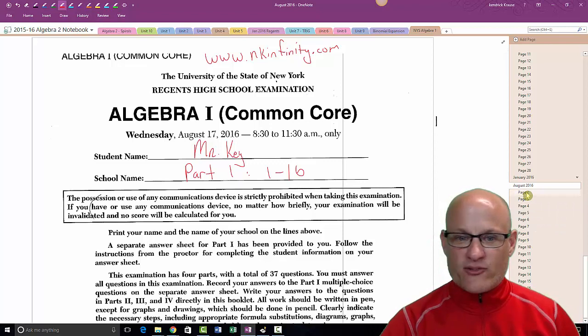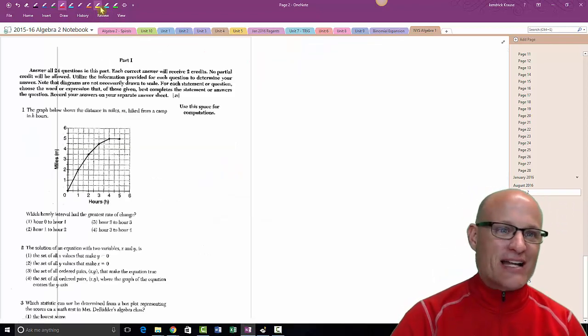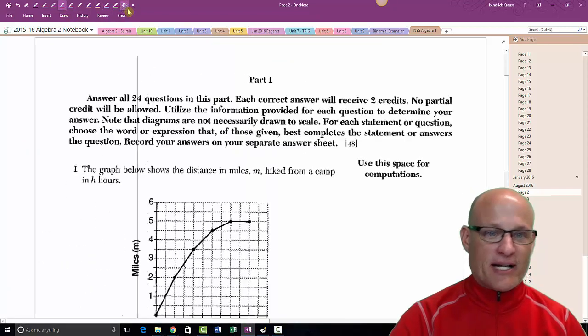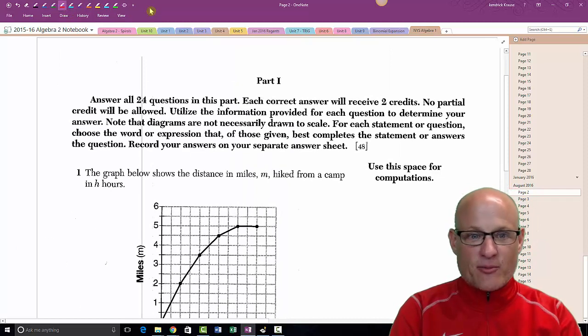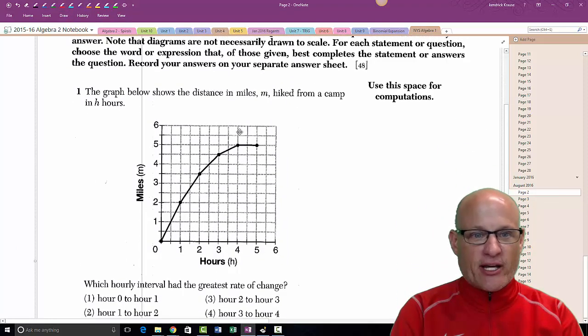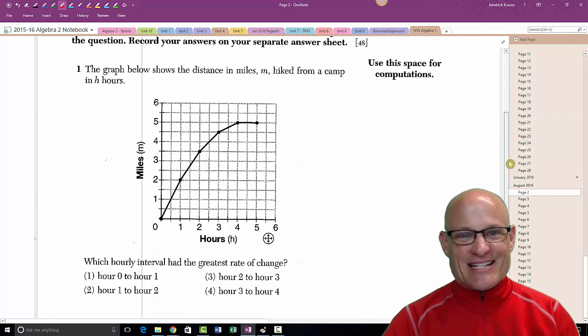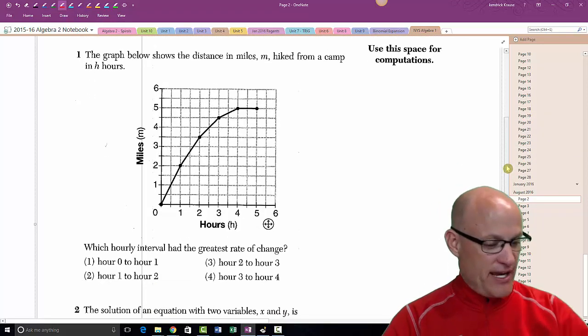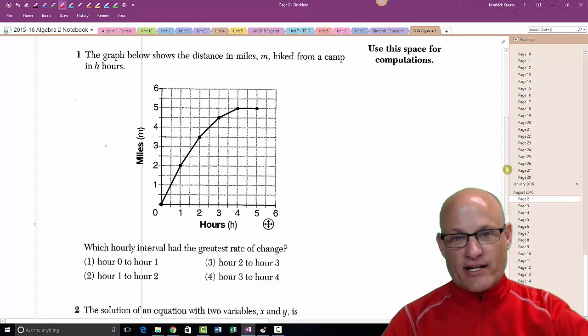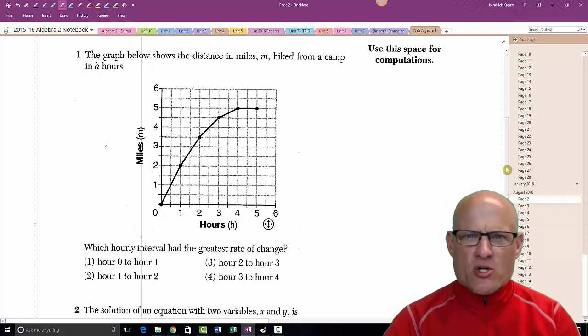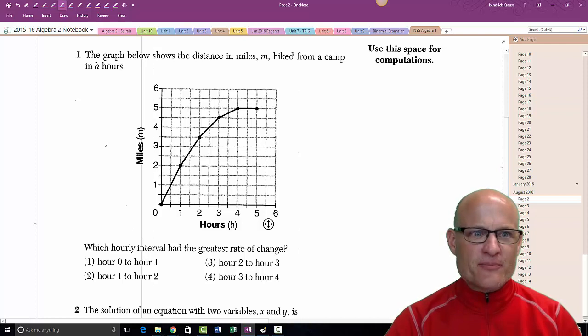We're going to start with problem 1. Sorry about the copies. They are not clean crop copies because my copier or my scanner is not working very well. But that's okay. It'll be good enough. I also have not taken the time to make an answer key for this. I do have the answer key available, but I didn't actually go through these myself, so I might have to read them twice myself. The graph below shows the distance in miles m hiked from a camp in h hours.